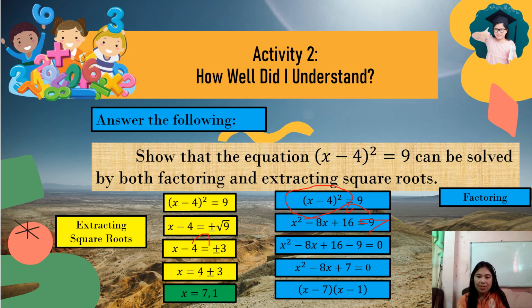Okay, if you got it, then you will have here 7 and 1, which is the same answer as using extracting square roots. So this is to show you, class, that it can be solved by either extracting square roots or factoring. It really depends on the student or the person who is solving it. Okay?